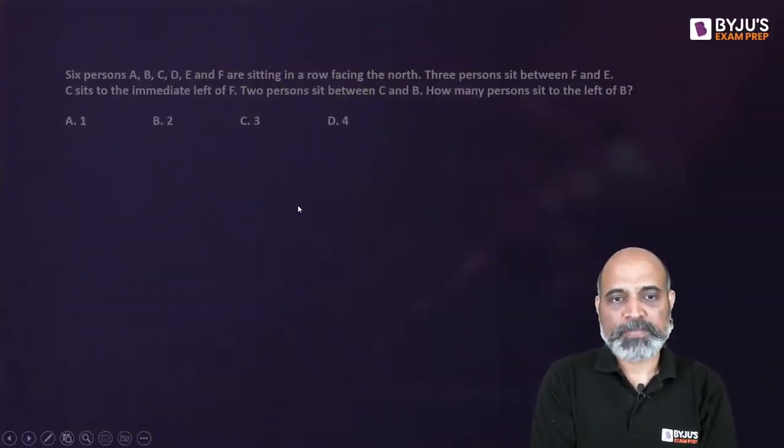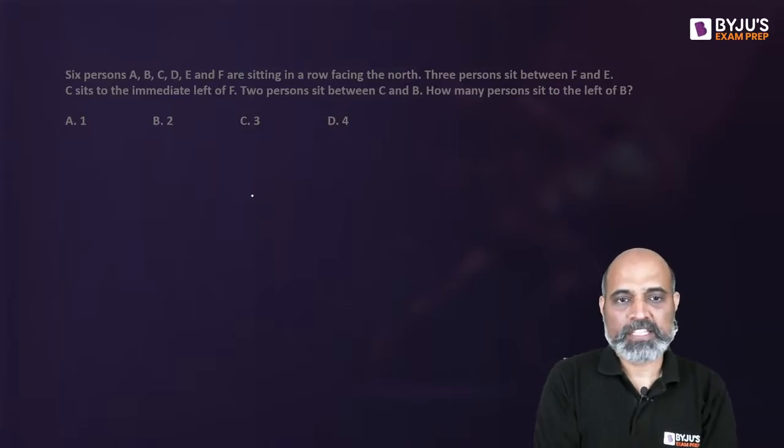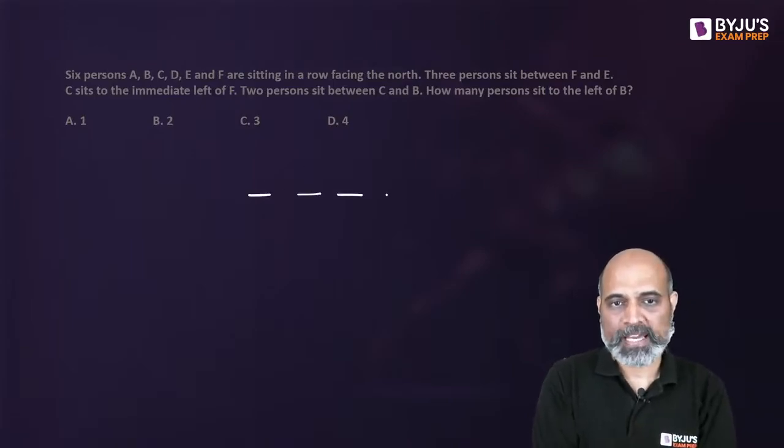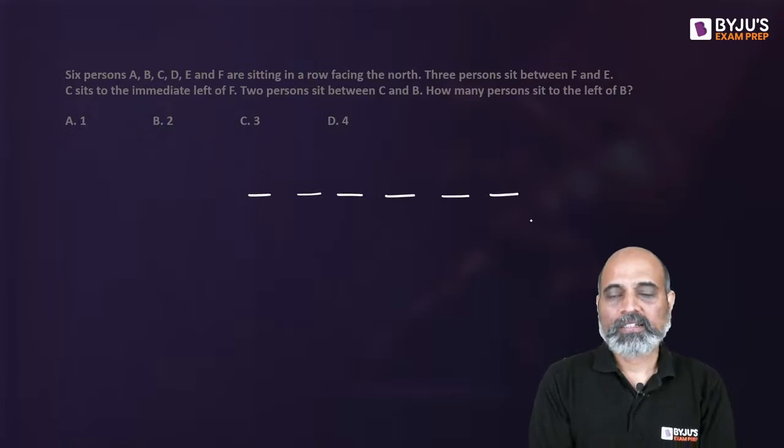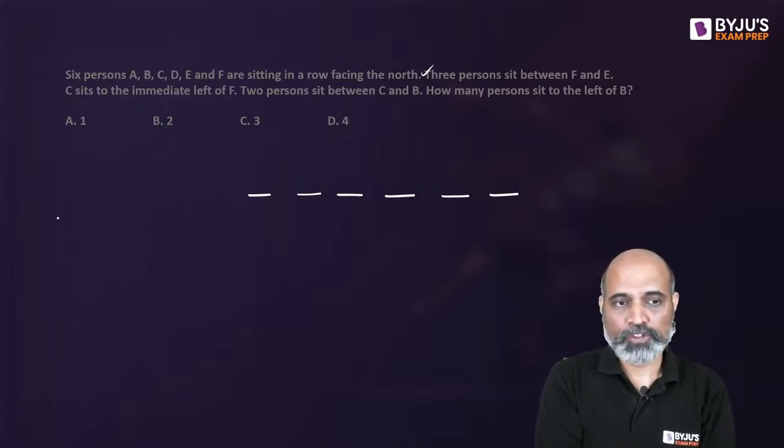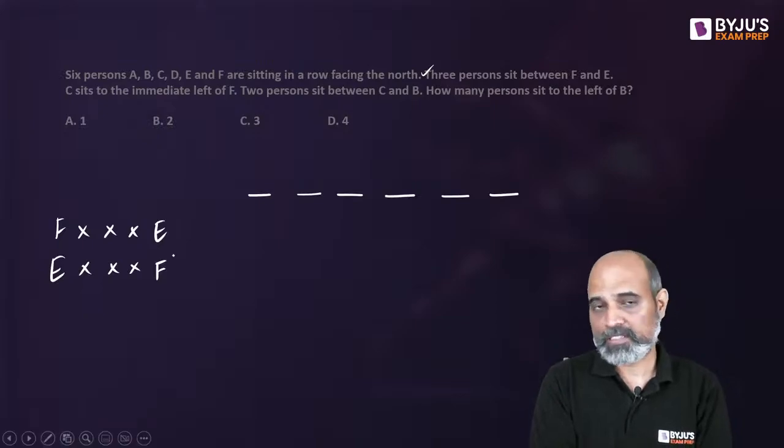So we have 6 people that are seated facing north. So place 6 blank places, right? The first statement gives the information that 3 people sit between F and A. So we are going to have 2 possibilities: F, 3 people and then an A, or we can have A, 3 people and then an F. These are the 2 possibilities.